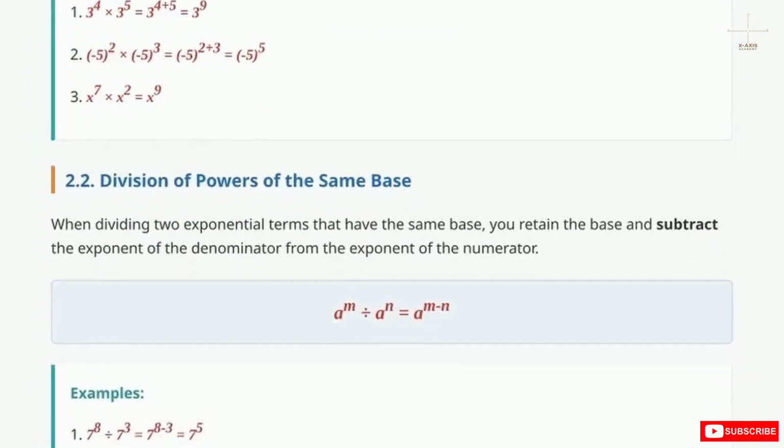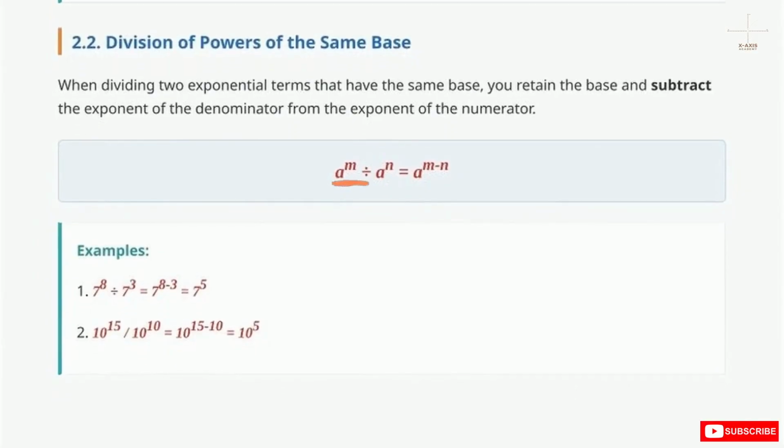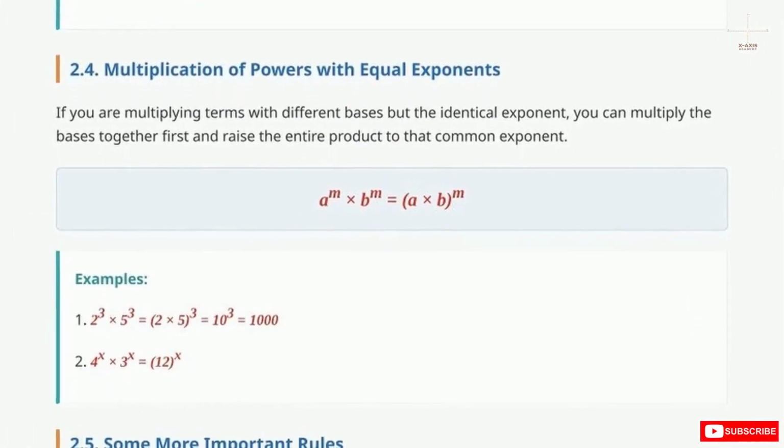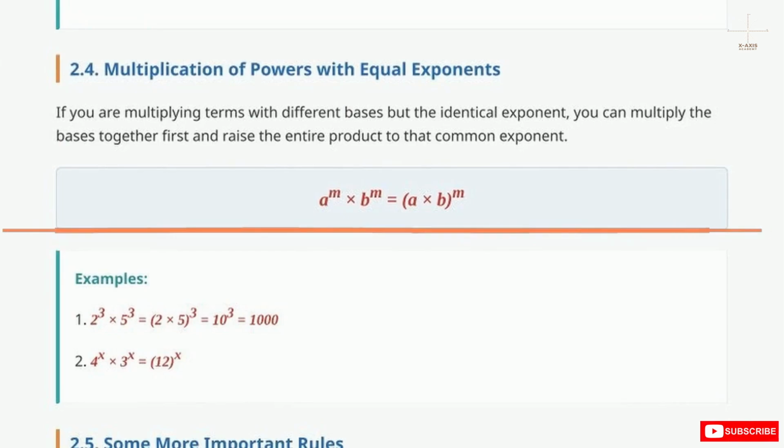When dividing two terms with an identical base, you retain that base and subtract the exponent of the denominator from the exponent of the numerator. When you raise a power to another power, like 2 cubed raised to the 4th, you keep the base and multiply the exponents to get 2 to the 12th. If you are multiplying terms with different bases but the exact same exponent, you multiply the bases together first, then raise that product to the shared exponent.